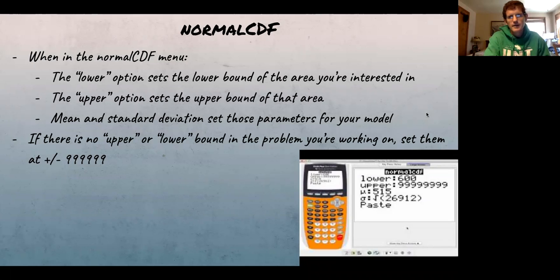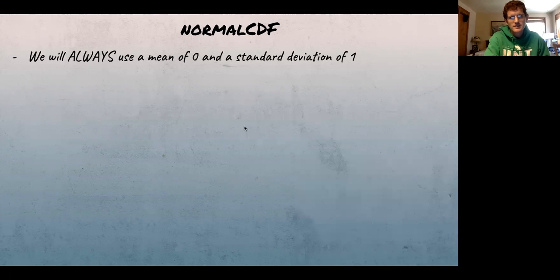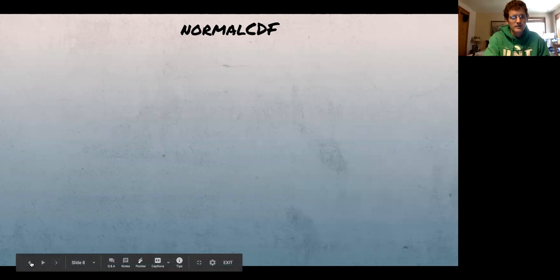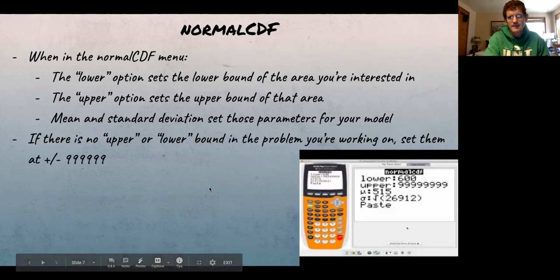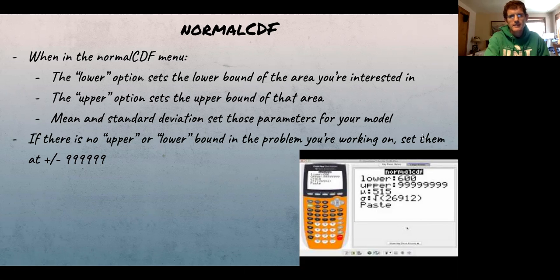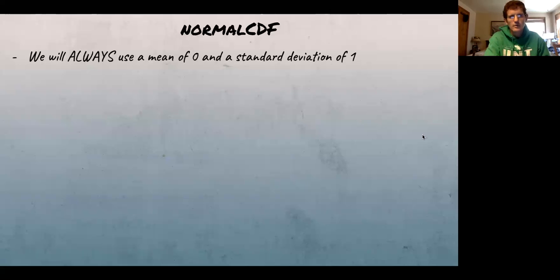We will talk about all this, so right now it might not make tons of sense. Let me go back to that real quick. For the mean and standard deviation, you can change it. You can see that right here. But we're going to always use a mean of 0 and a standard deviation of 1. So my expectation is that you never adjust those numbers.